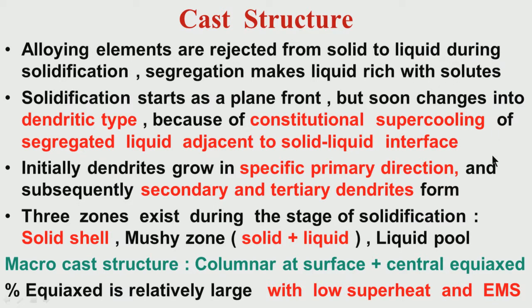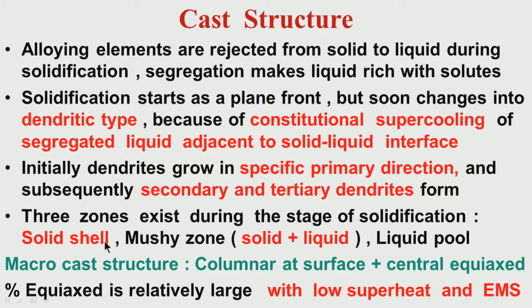its alloy nature. It is basically an alloy, and there is a lot of segregation of the solutes, so it is a dendritic form of solidification. At the time of solidification there are 3 zones. The area which has already become solid is called the solid shell. The liquid pool is there from which the solid shell is forming, and in between there is a mushy zone, that means it is a combination of solid and liquid.